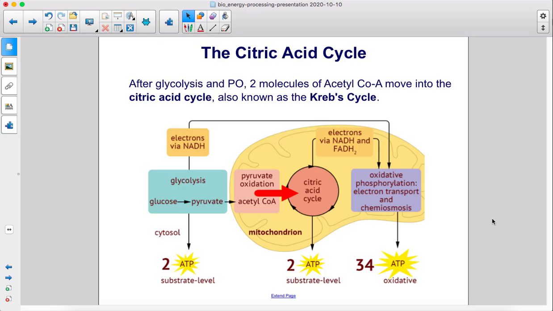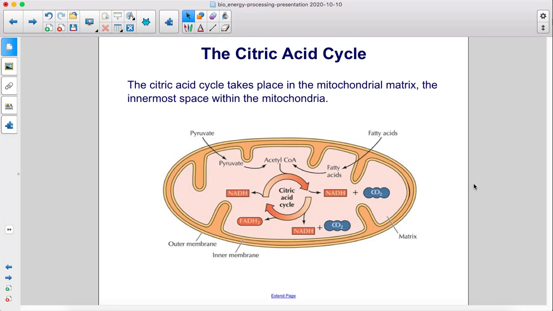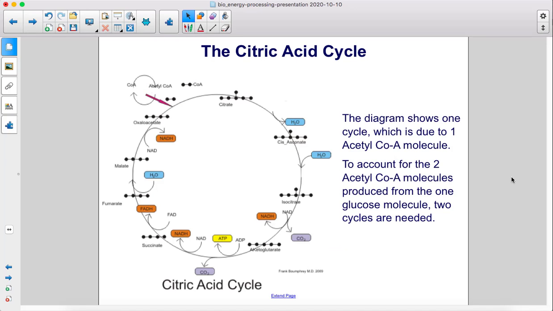After glycolysis and PO, 2 molecules of acetyl-CoA move into the citric acid cycle, also known as the Krebs cycle. The citric acid cycle takes place in the mitochondrial matrix, the innermost space within the mitochondria. The diagram shows one cycle, which is due to 1 acetyl-CoA molecule. To account for the 2 acetyl-CoA molecules produced from the 1 glucose molecule, 2 cycles are needed.